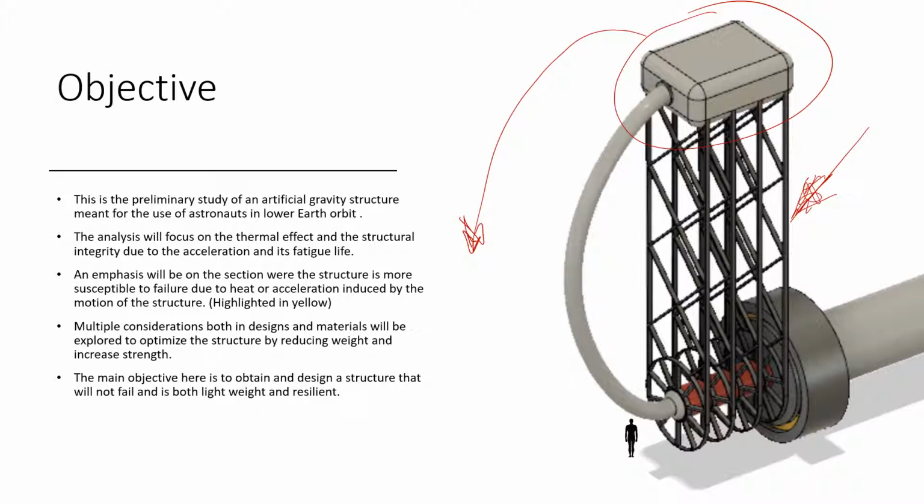So multiple considerations both in design and materials will be explored to optimize the structure by reducing weight and increasing strength. Again, the main objective is to obtain and design a structure that will not fail and is both lightweight and resilient.